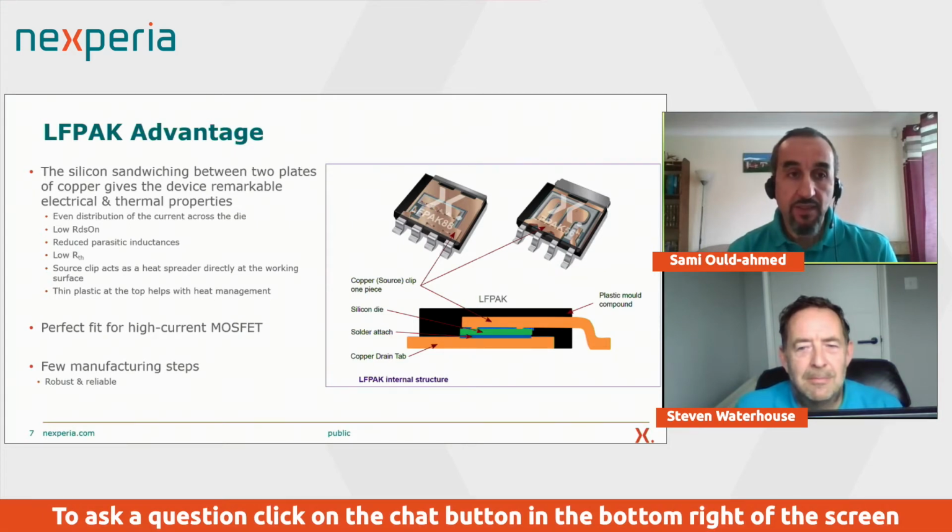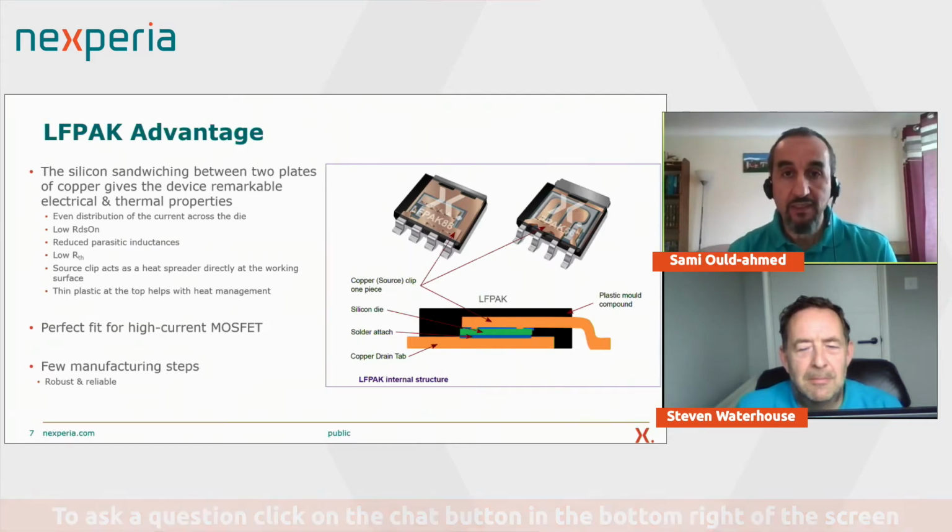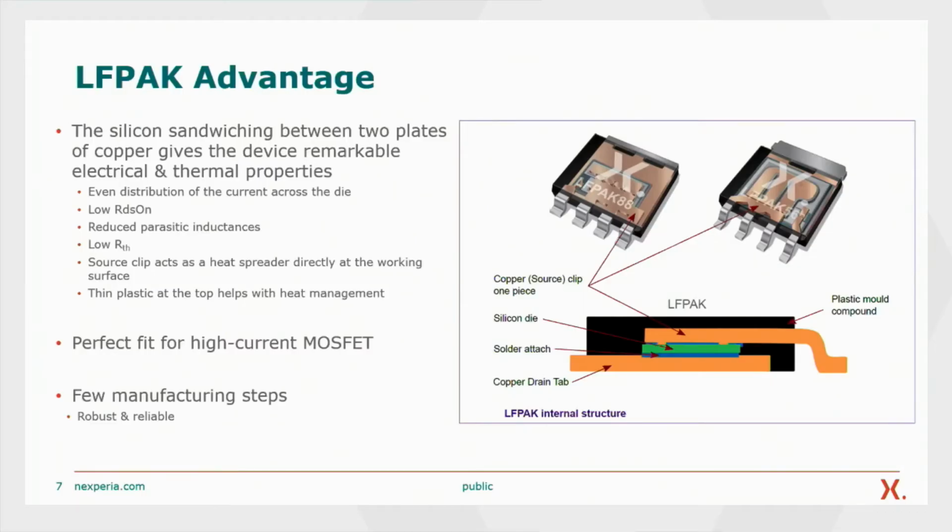Now, the source clip, as well as providing the uniform spread of current, also provides a channel for a thermal path to dissipate this high power. So the LFPAK itself, the way it is structured, is a perfect fit for high current application or high current capability. Its manufacturing is done in a few steps and provides it with the robustness and reliability that the LFPAK is known for.